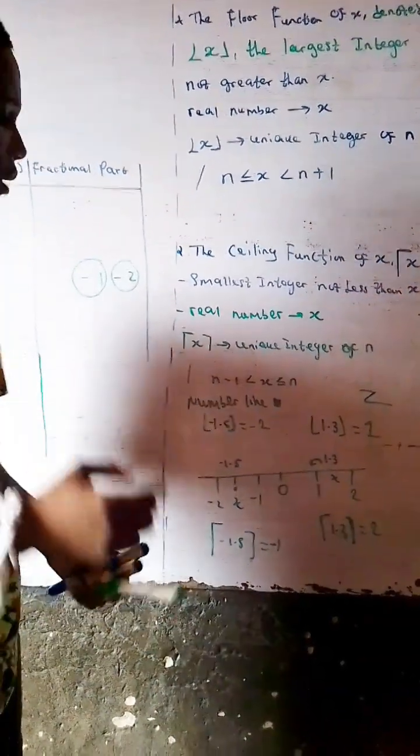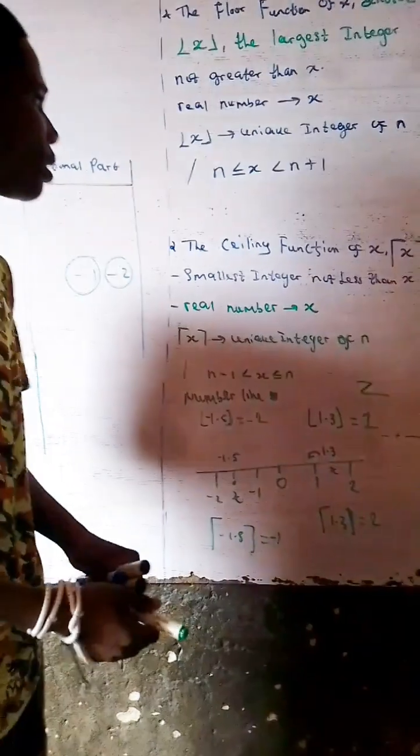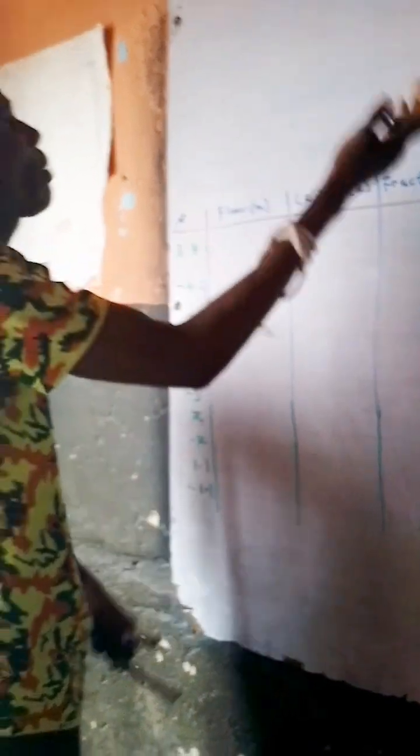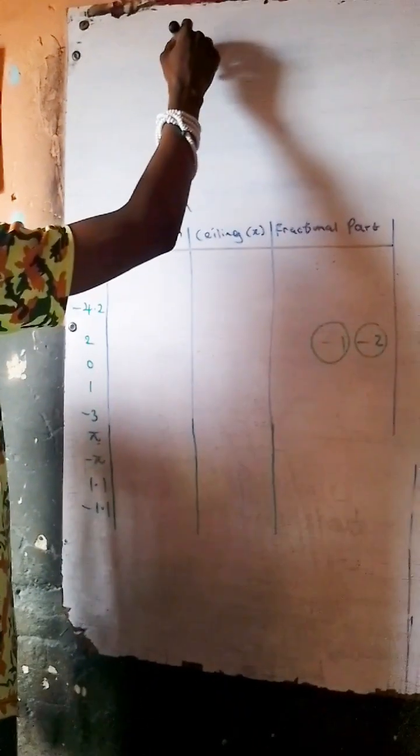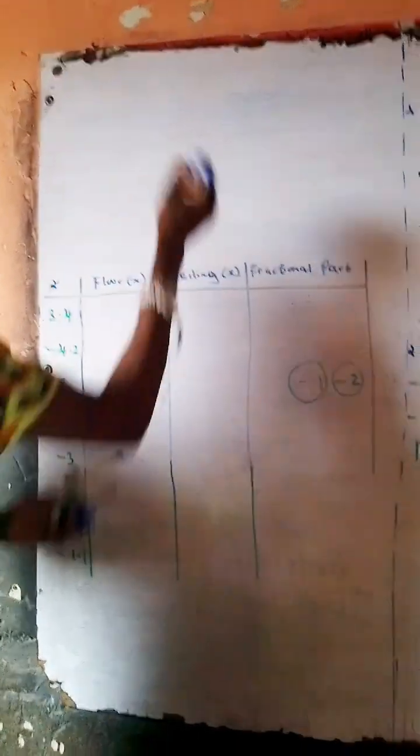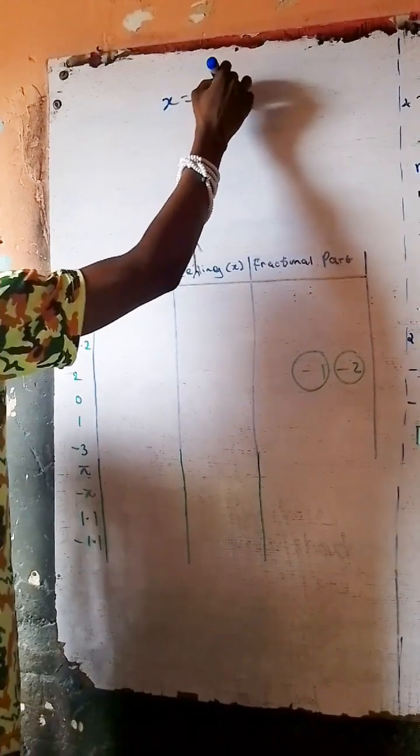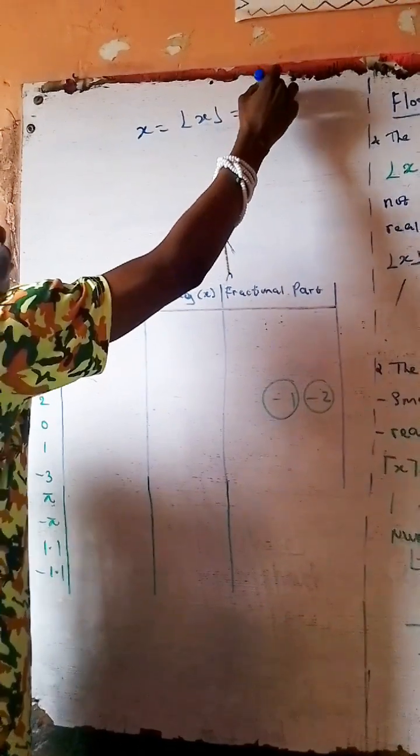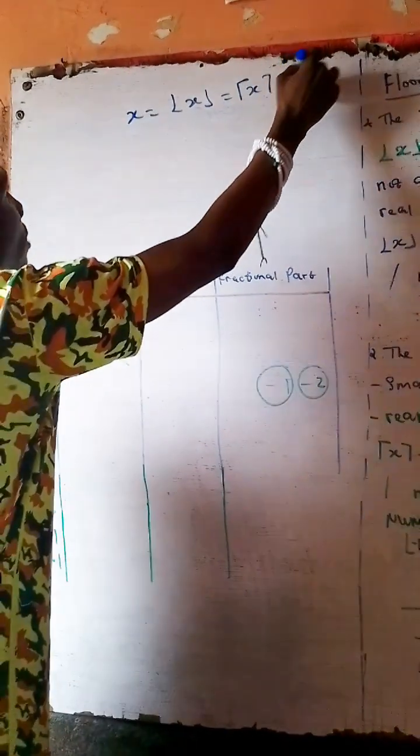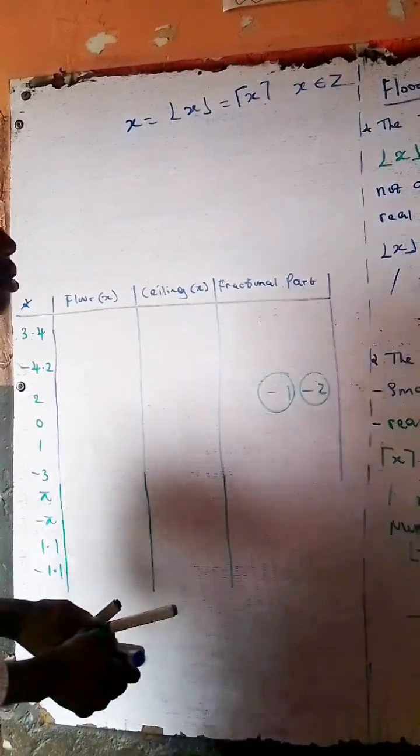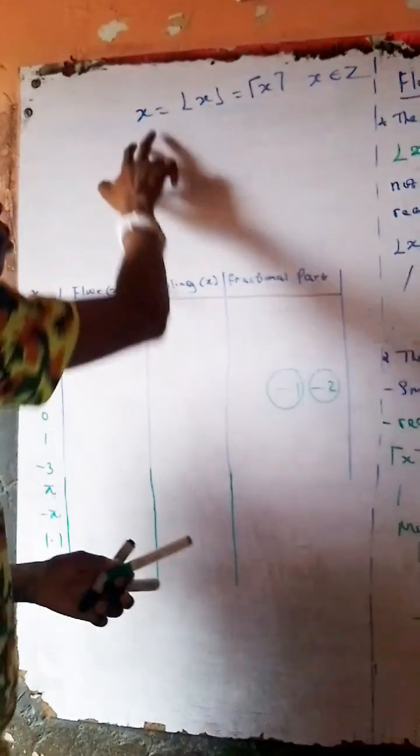Now that is one thing. We have talked about decimal values. Now what about having a real number? If you are given a real number, let's say x is equal to, a process whereby the floor function of x also equals the ceiling function of x, a process whereby x is an element of the integers, let me say real numbers.